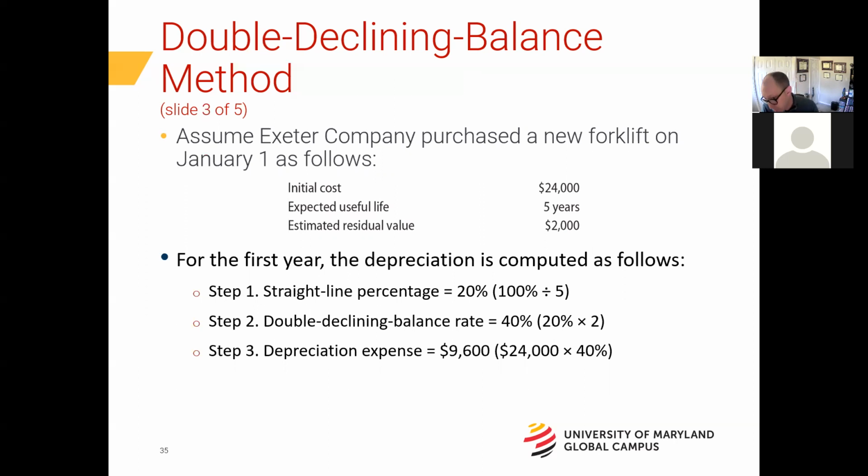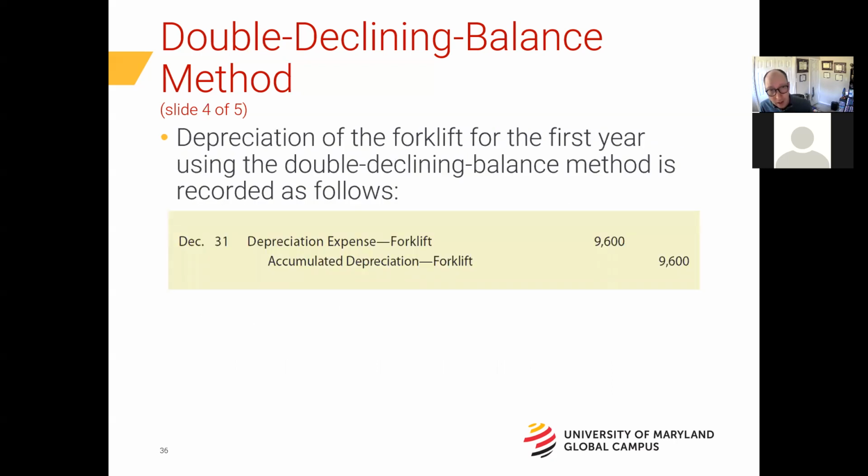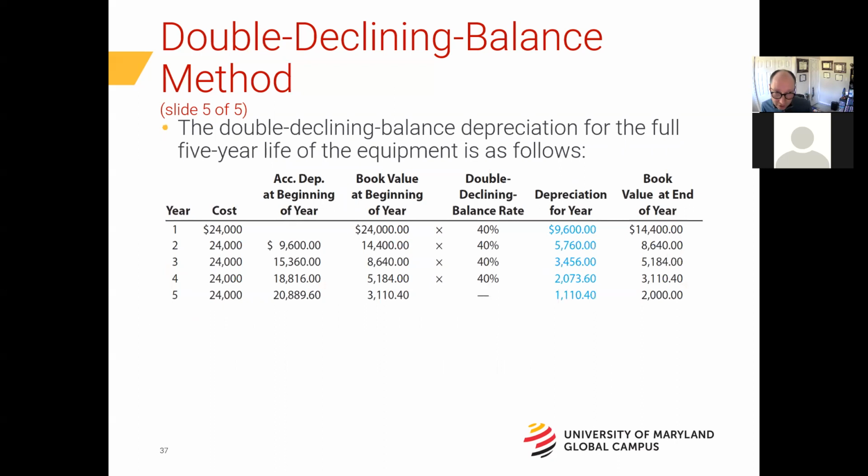24,000 initial cost times double declining rate, 40%, gets me $9,600 of depreciation for my first year. And the journal entry is the same as it has been for the other two methods. Debit, depreciation expense; credit, accumulated depreciation. Again, you do that at the end of each year.